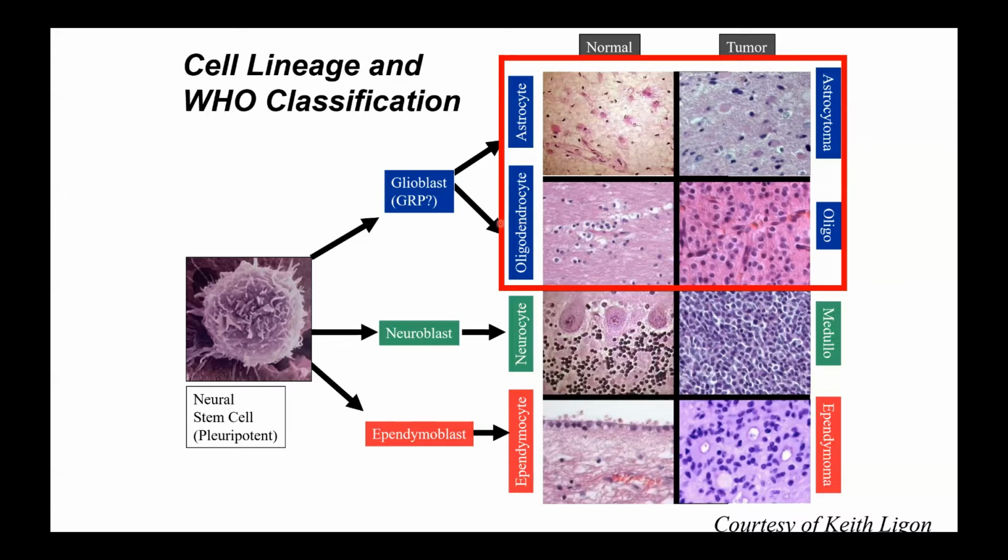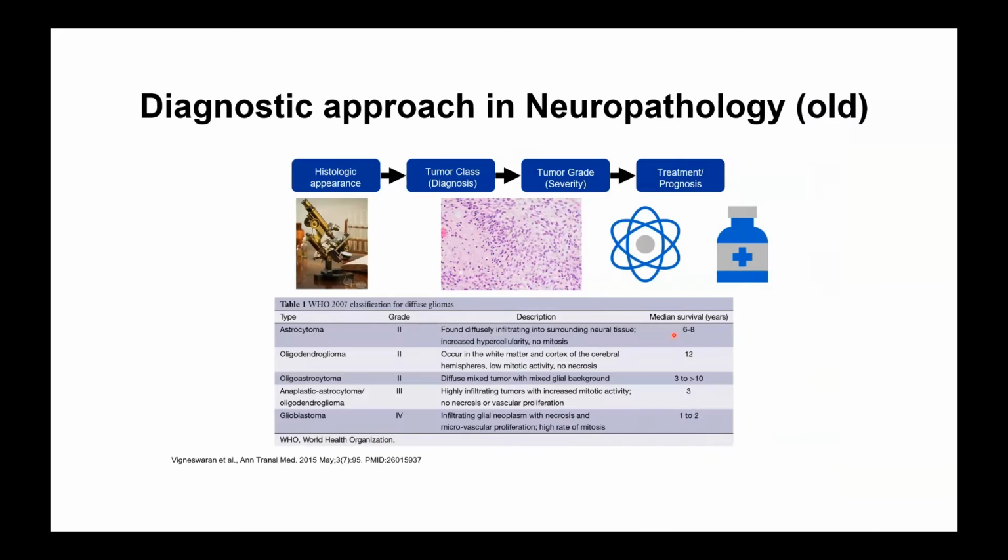Once upon a time, most tumors were classified on the basis of their resemblance to normal anatomic constituents within their respective tissues of origin. That really formed the foundation for the practice of neuropathology. A tumor class must first be assigned based on the histologic appearance. Only then could a tumor grade be issued, and each tumor class had a specific set of rules for grading. Here's an example from a couple of iterations ago, the 2007 WHO. And once a grade had been assigned and a tumor class had been issued, only then could a specific treatment and prognosis be offered.